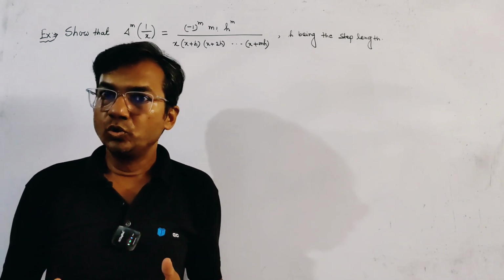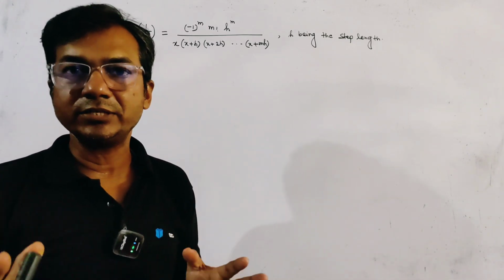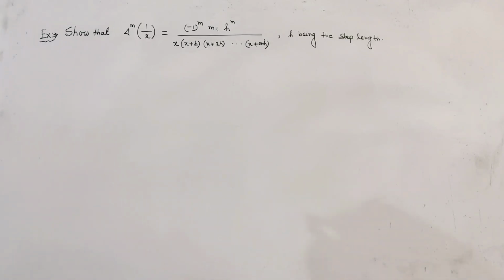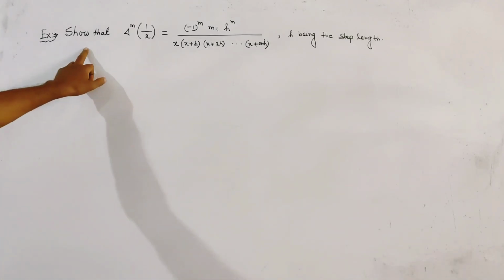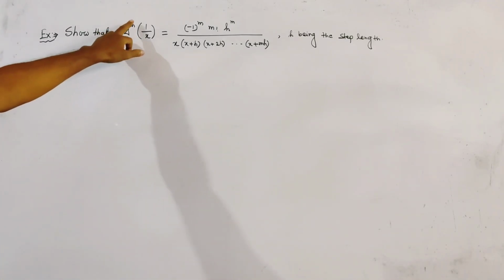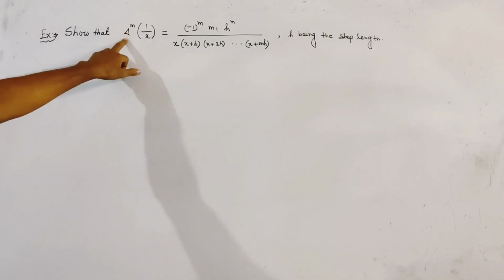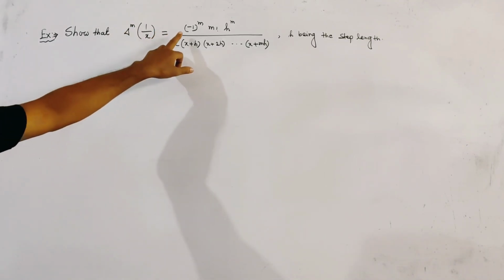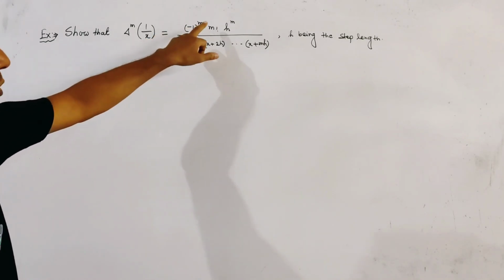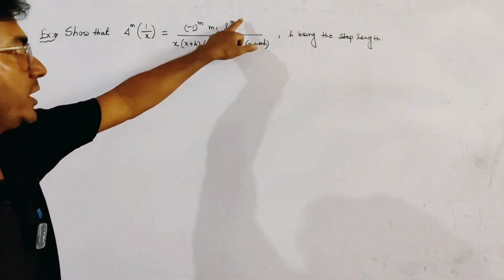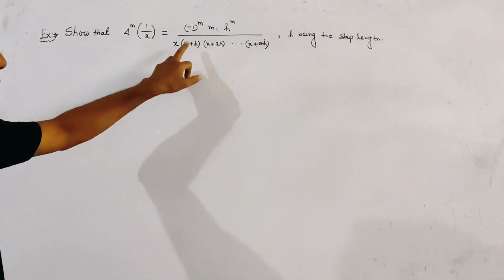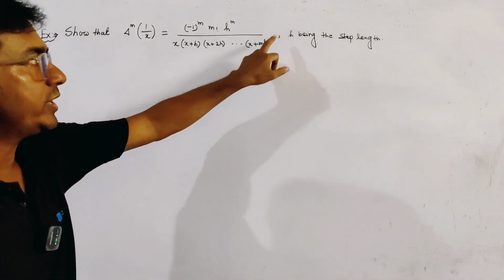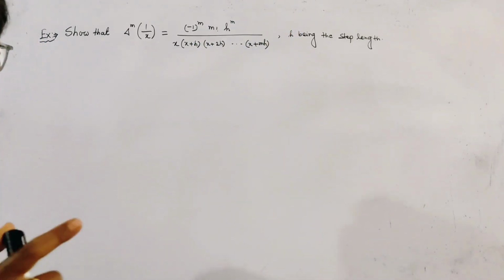In this class, we prove an important relation relating to the forward difference operator. The relation is that delta to the power m of 1 by x, the mth order forward difference of 1 by x, is given by minus 1 to the power m into m factorial into h to the power m by x into x plus h into x plus 2h up to x plus mh, where h is obviously the step length.